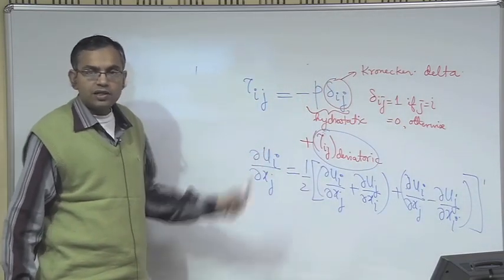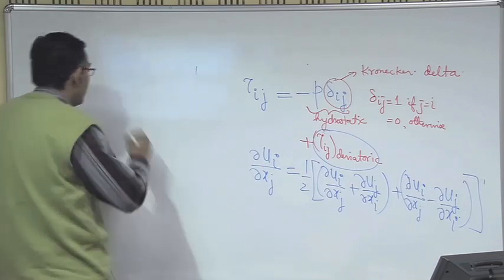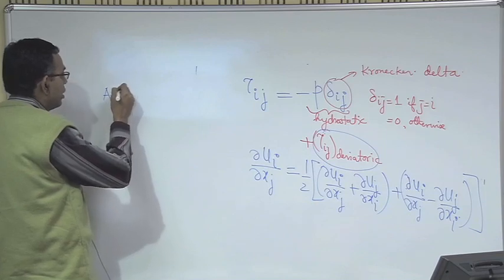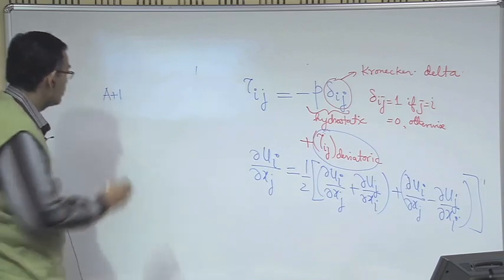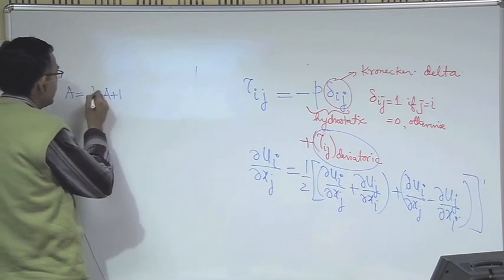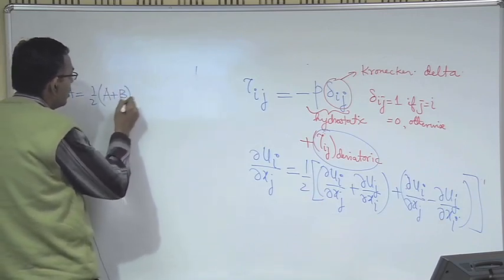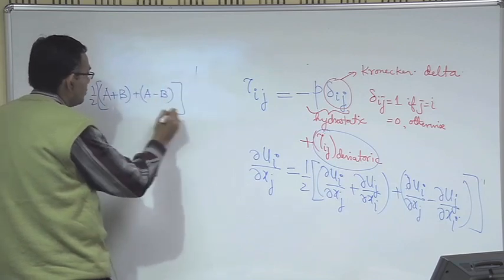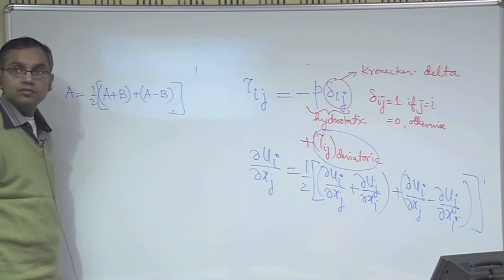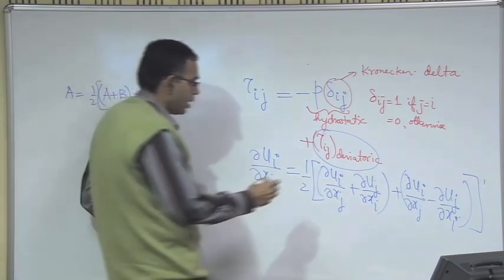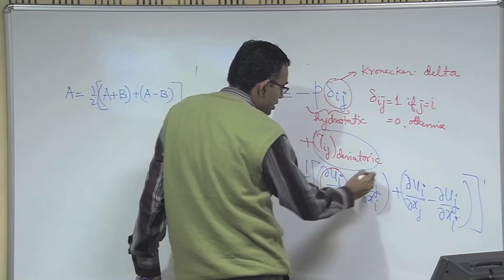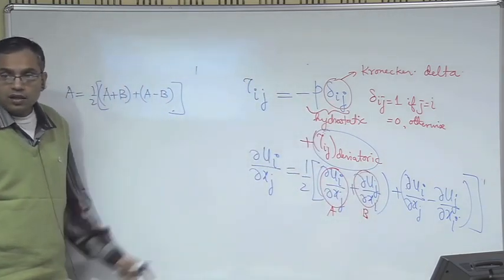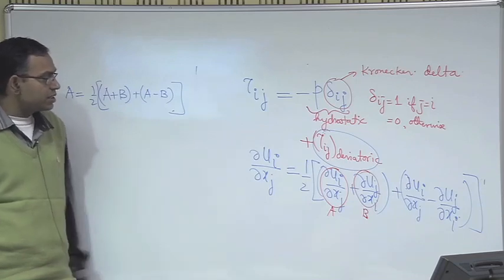See, this is nothing but very trivial. We can write A as half of A plus B plus A minus B, right. So, here this is what is A and this is what is B. You can look into the special features of this.